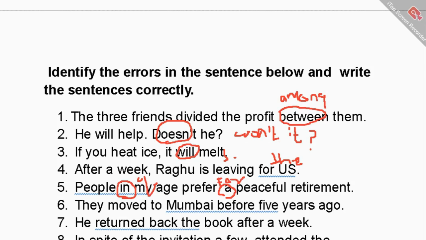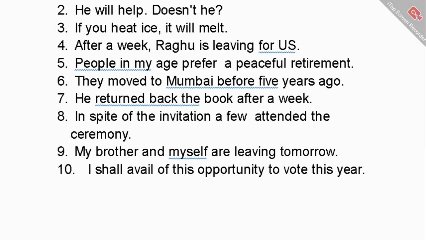Now let's see the next one. Sixth one. They moved to Mumbai before 5 years ago. Just now we have discussed ago. It shows past. So let's see the error. What's the error in this sentence? We should not use before and ago both together. Instead of this, we should use they moved to Mumbai 5 years ago. Just remove this before, then your answer would be correct.